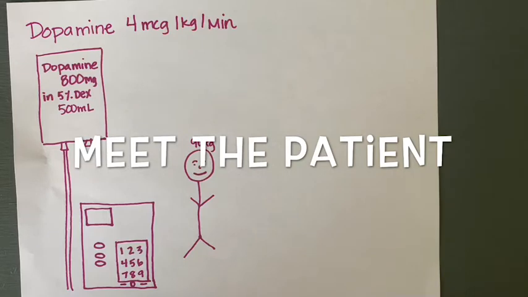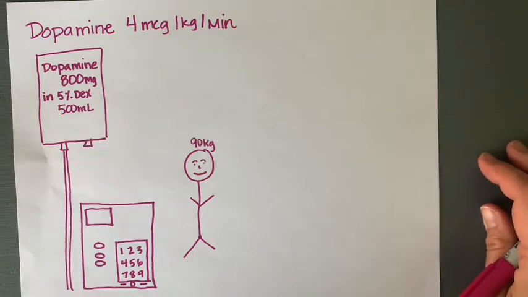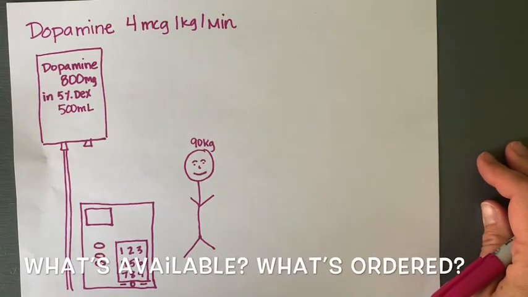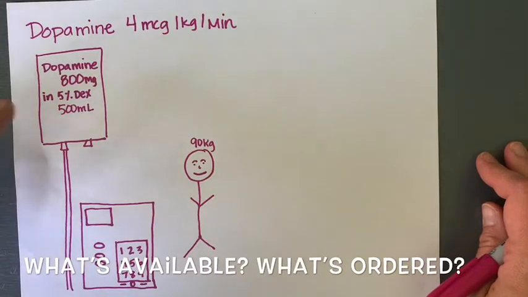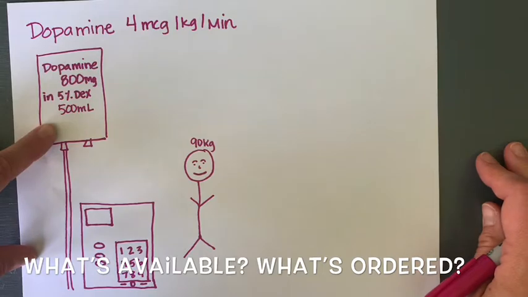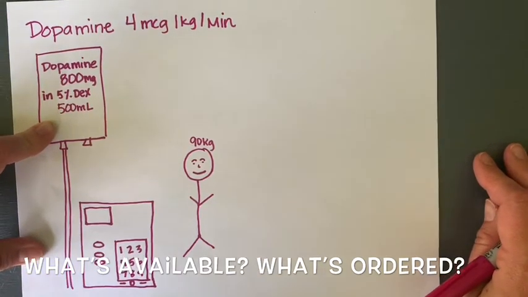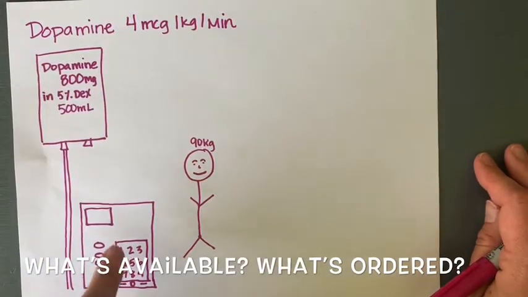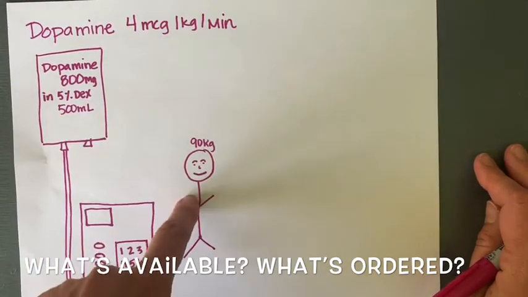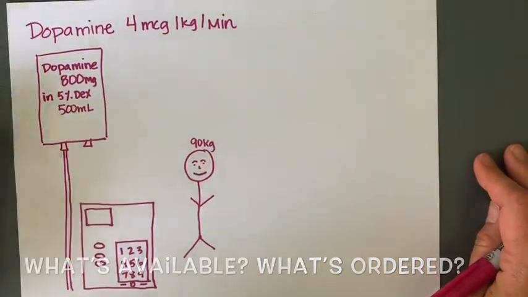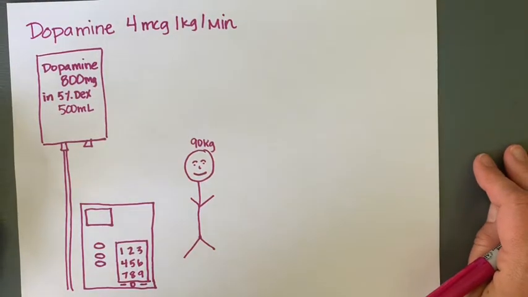This is our patient. Our patient weighs 90 kilograms, and the doctor has ordered dopamine 4 micrograms per kilogram per minute to be administered. We need to give this to our patient by IV, and available IV, we have dopamine 800 milligrams in 500 milliliters at 5% dextrose. So we need to know how to program our pump to get our patient this dose of medication, which is what we're going to do right now.